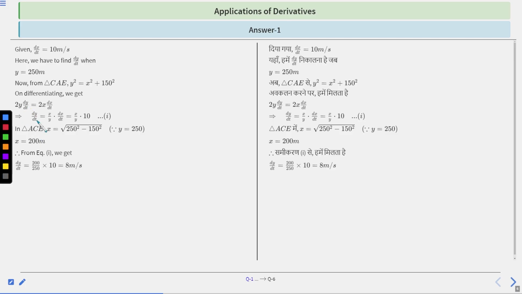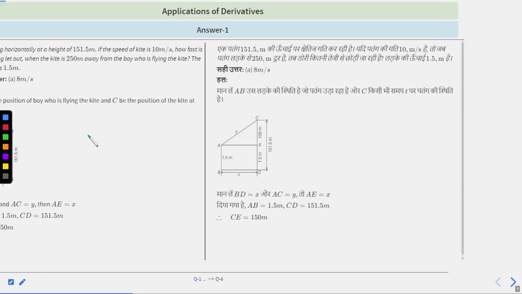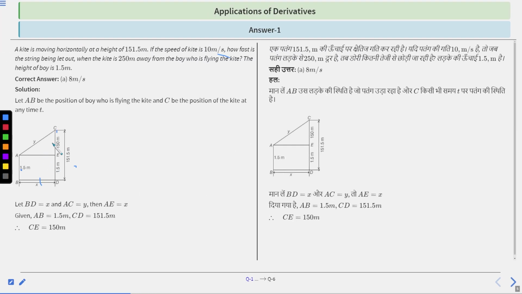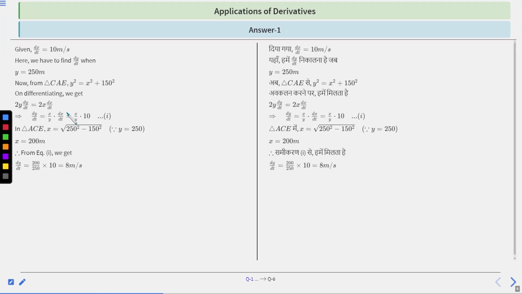Which can be written as dy by dt is equal to x by y into dx by dt, which is equal to x by y into 10. Clear? x by y into 10 because dx by dt is 10. Now in triangle ACE, x is basically root over 250 square minus 150 square, by using Pythagoras theorem again, since y is equal to 250. So after solving this, you will get x is equal to 200 meter.